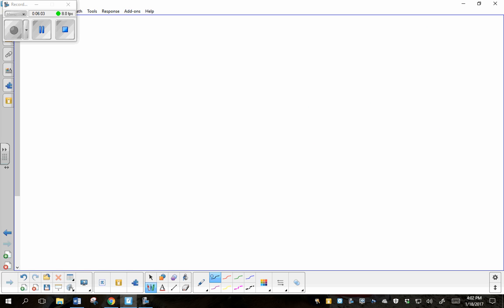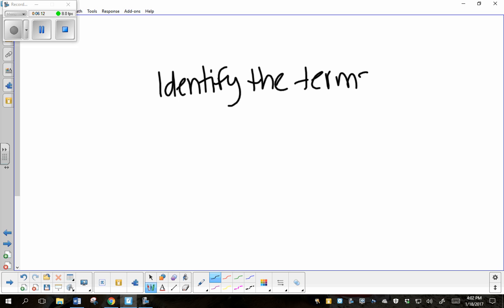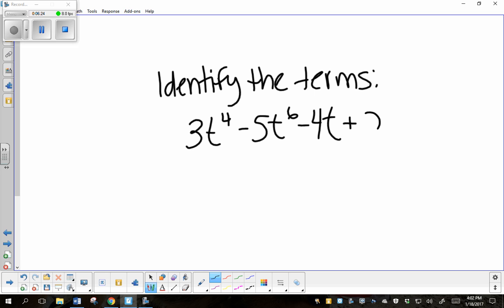All right, so the first kind of example you guys are going to have to do in class today, it's going to say identify the terms, and then it's going to give you a polynomial. So here's the one we're going to do. Here's the polynomial: 3t to the 4th minus 5t to the 6th minus 4t plus 2. And we're going to list out all the terms.